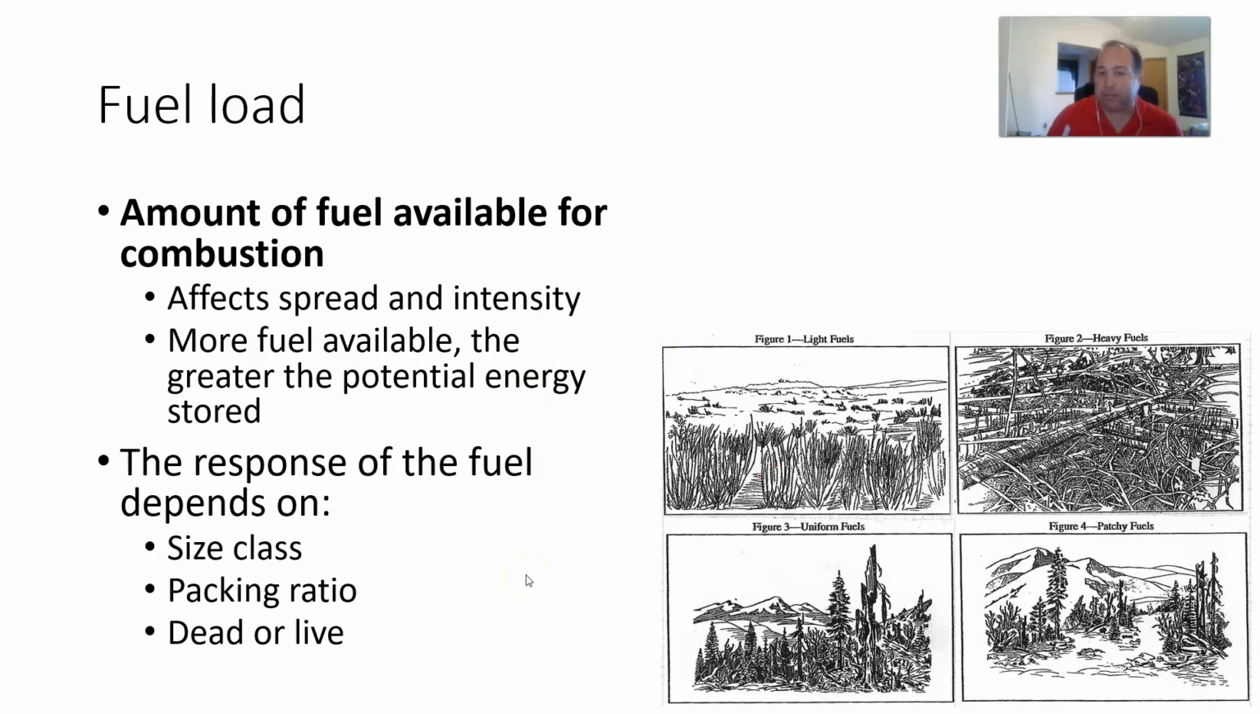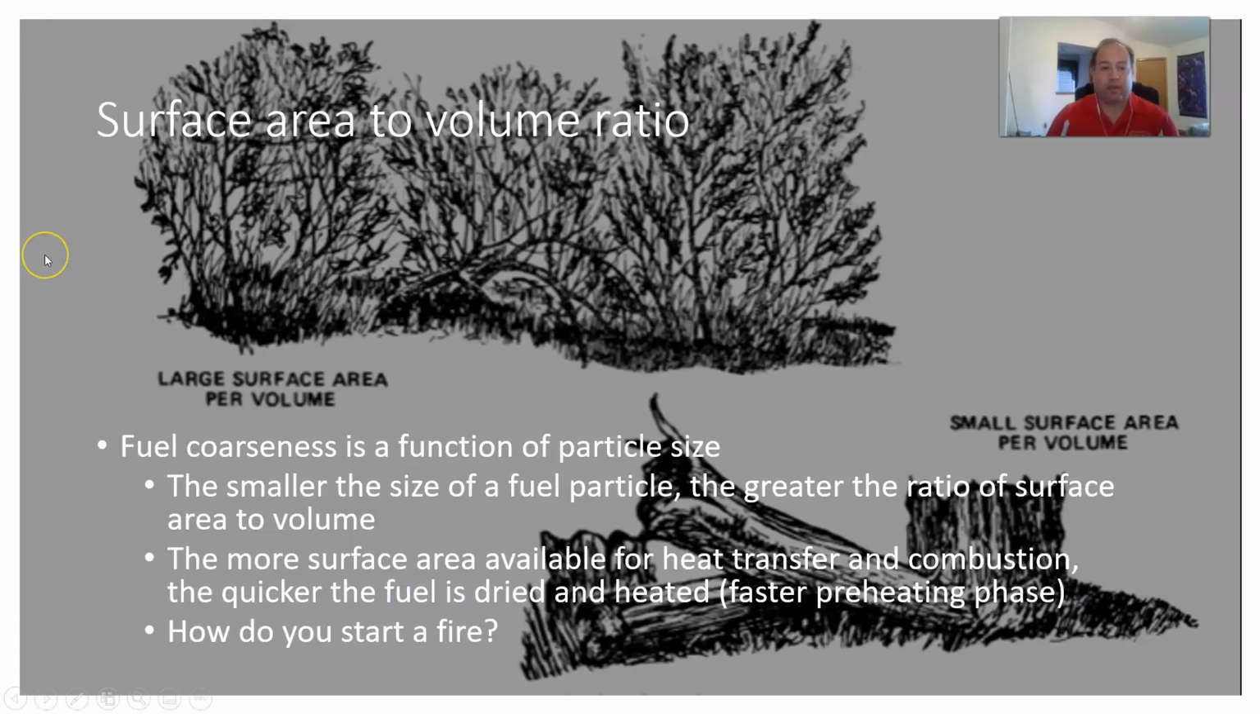Other things that are going to become important in terms of fuel load: size class, packing ratio, and the idea of dead or alive, or really the idea of moisture in the fuel. So surface to volume ratio, or really what we're trying to talk about, is the size of the fuel particle. So fuel coarseness is a function of fuel particle size. So the smaller the size of the fuel particle, the greater the ratio of surface area to volume. So the more surface area available for heat transfer and combustion, the quicker the fuel is dried and heated.